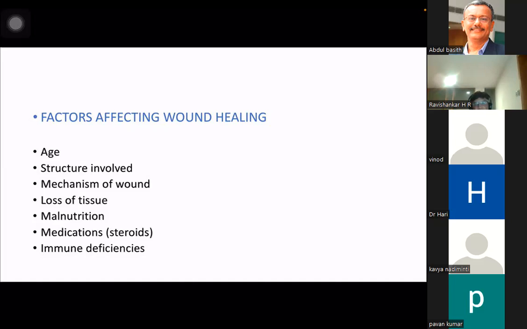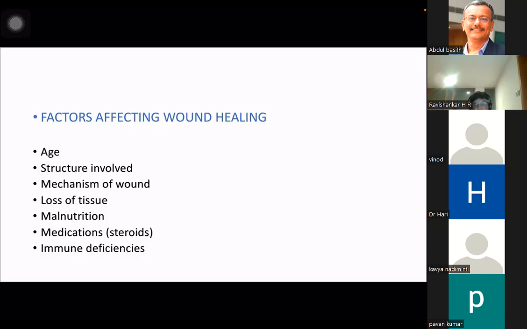So other things, your immune deficiency, you said diabetes, you said HIV. What are the other conditions which cause immune deficiency? Chronic liver disease, chronic renal failure. Chronic renal failure, does the wound heal well in CRF? No, sir. So that is another condition.